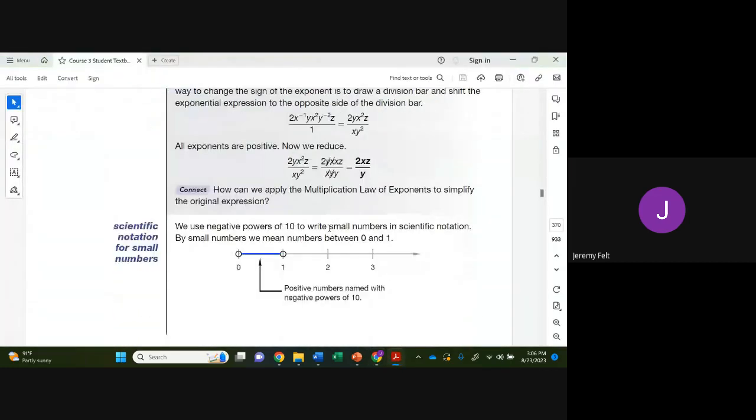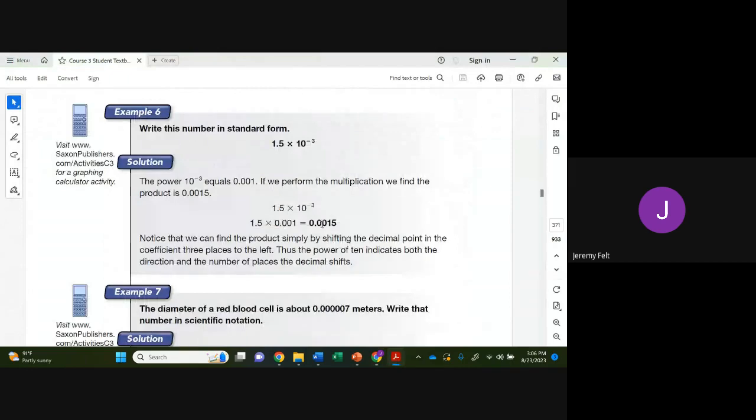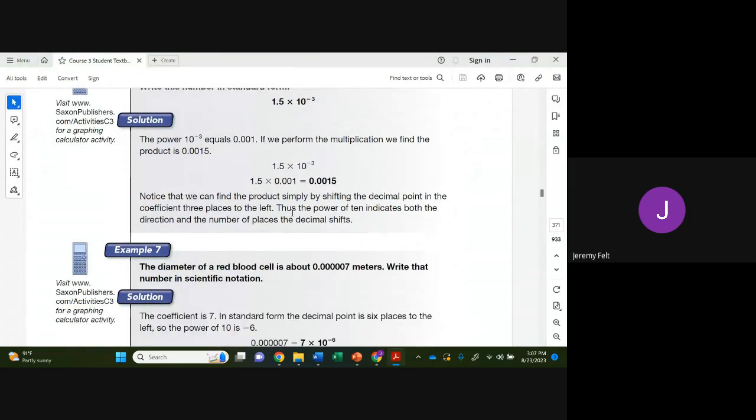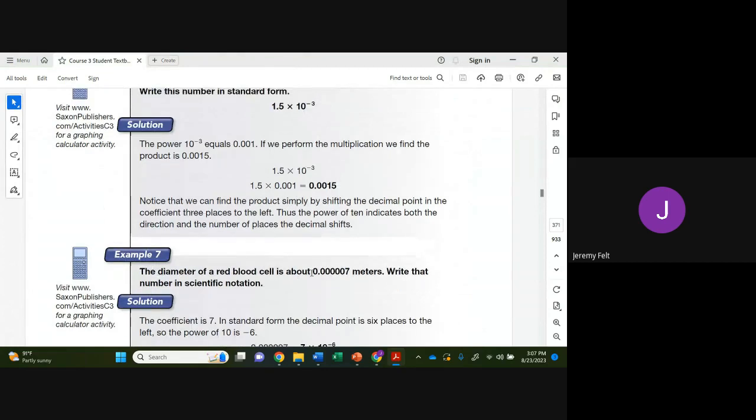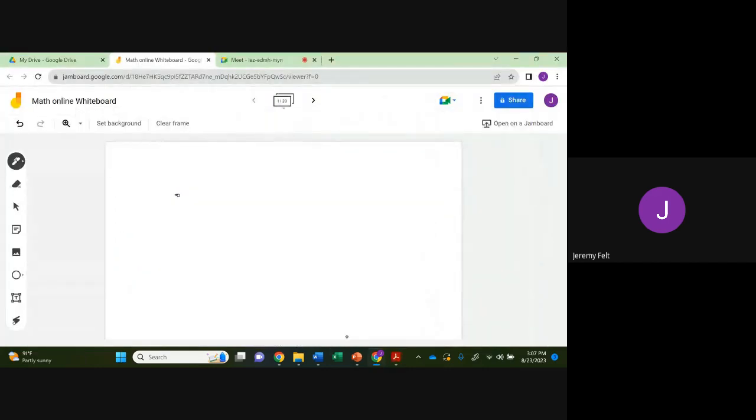As we move forward, scientific notation for small numbers, as we talked about. So let's look at this example here. So I have 1, 2, 3, 4, 5 zeros after the decimal point. And so this is a really small number. This may be something we're looking at under a microscope, or some really small particle that we want to express numerically. We can do it with scientific notation.